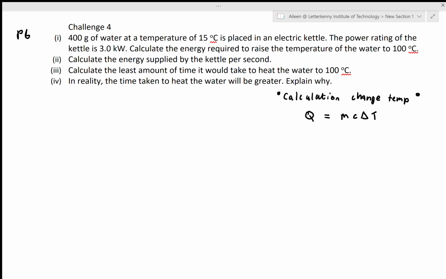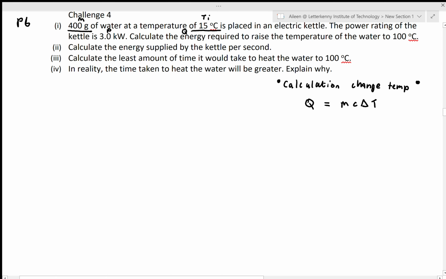Okay, so let's look at our question. 400 grams of water. So as we go, we're just going to underline what we have. So 400 grams of water start at a temperature of 15 degrees. So our initial temperature is 15 degrees. The power rating of the kettle is 3 kilowatts. So our power is equal to 3 kilowatts. We want to find the energy required to raise the temperature of the water to 100 degrees. So our final temperature is equal to 100 degrees.